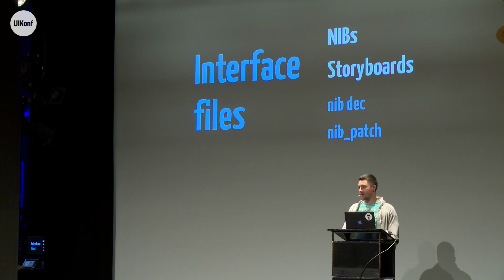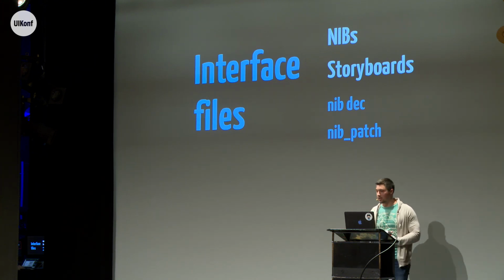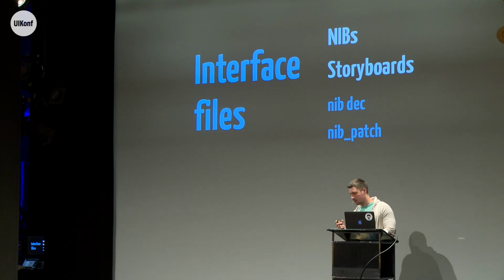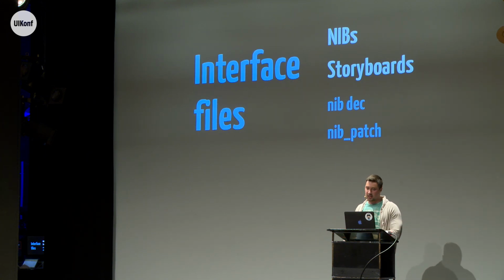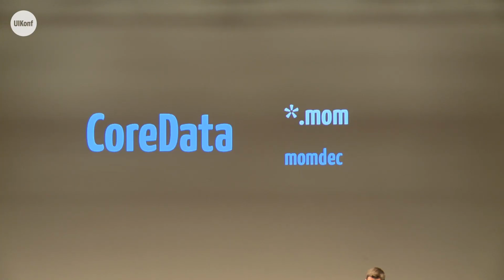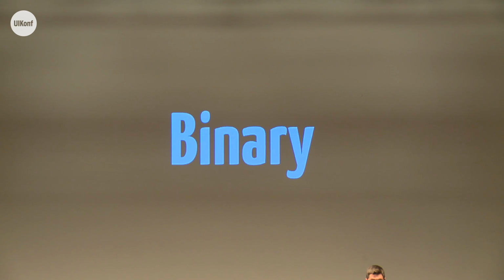Next one, interface files. Usually they contain NIBs, which are compiled XIBs, and storyboards. Storyboards are just folders with XIBs inside. Interface Builder is not able to show them until we apply a NIB patch or NIB decompiler to them. And Core Data. Core Data contains MOM files, which can be reconstructed to the initial xcdatamodel using a MOM decompiler utility. And the binary is left.